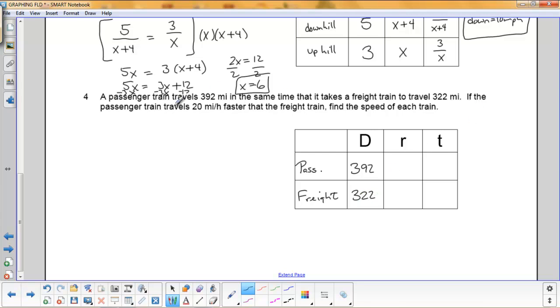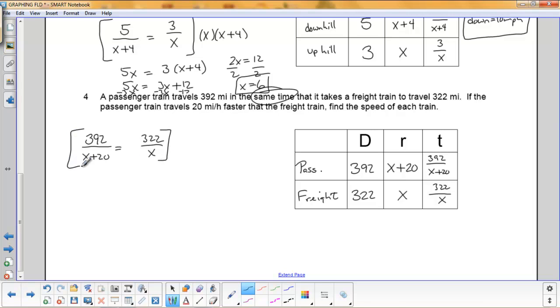If the passenger train travels faster than the freight train, that means we'll give the freight train the value of x. We'll give the passenger train the value of x plus 20. Now we can set up our time. That's going to be, remember, distance divided by rate. So that's 392 divided by x plus 20. And that's 322 divided by x. Now we bring those out here and we write our equation. The same time gives us the key to this problem. 392 divided by x plus 20 equals 322 divided by x.